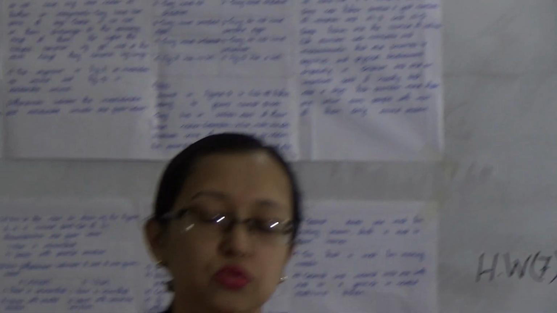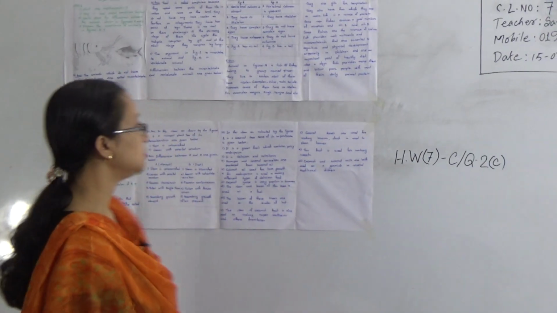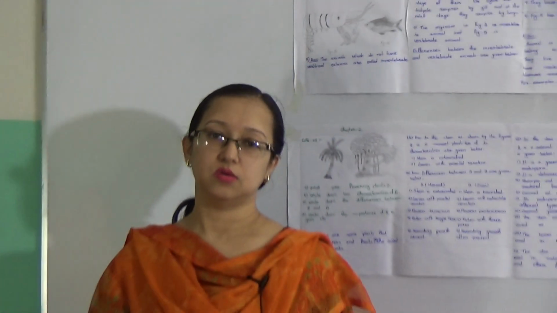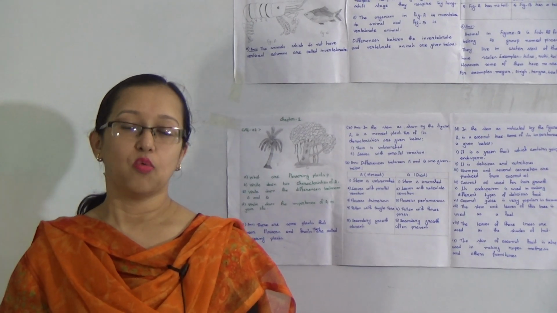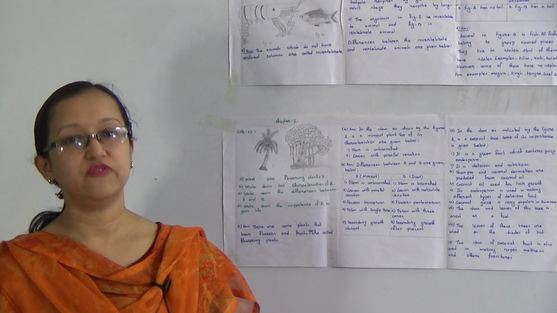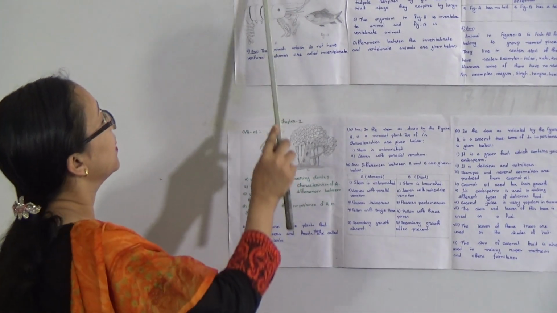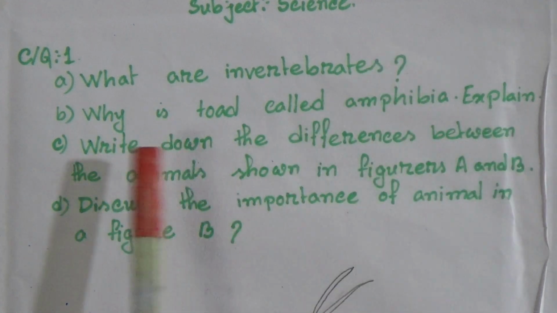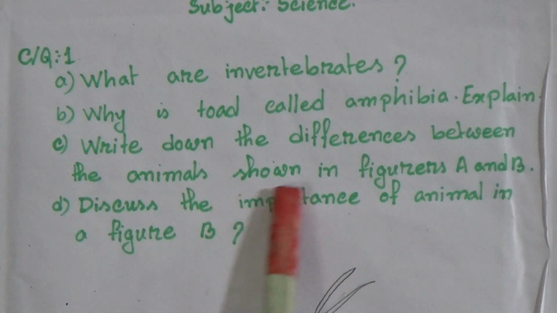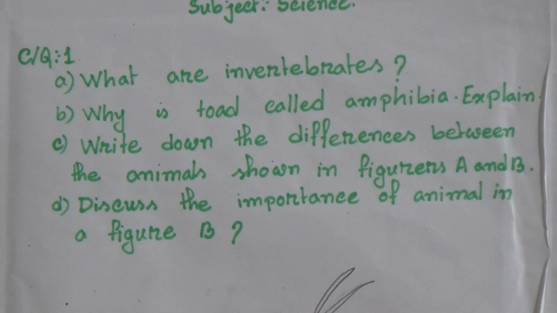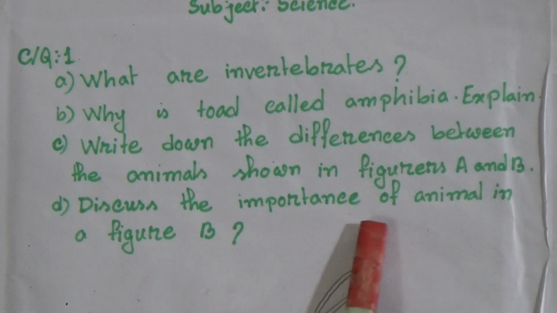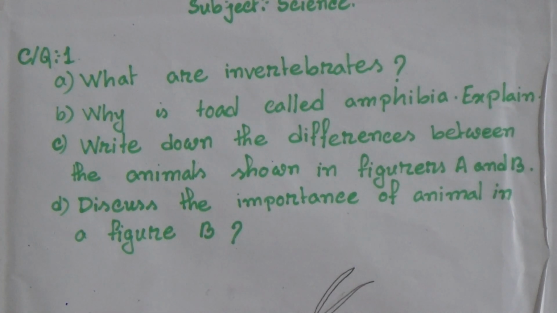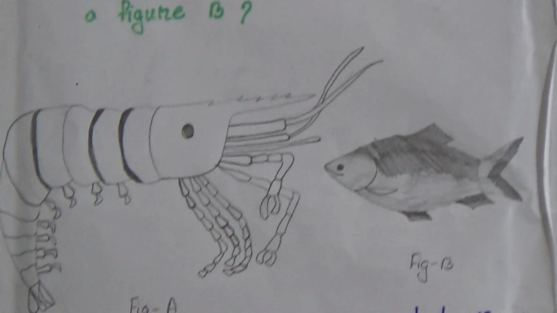Now let's go to creative question number 1. In creative question number 1, there are two pictures of fish. One is shrimp and another is hilsa fish, and the questions are: A. What are invertebrates? B. Why is toad called amphibia? Explain. C. Write down the differences between the animals shown in figure A and figure B. D. Discuss the importance of the animal in figure B. You have to discuss this. Now we go to the answer.